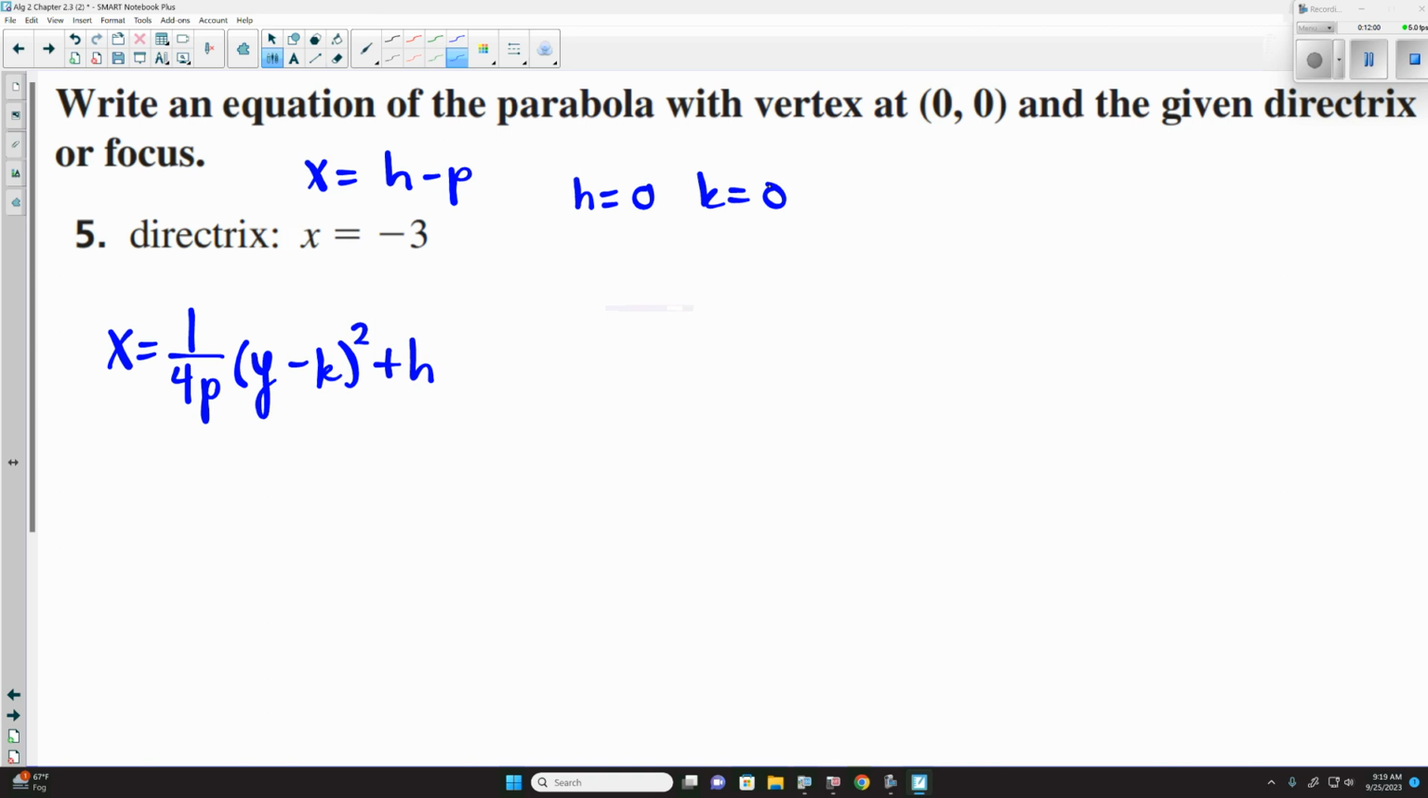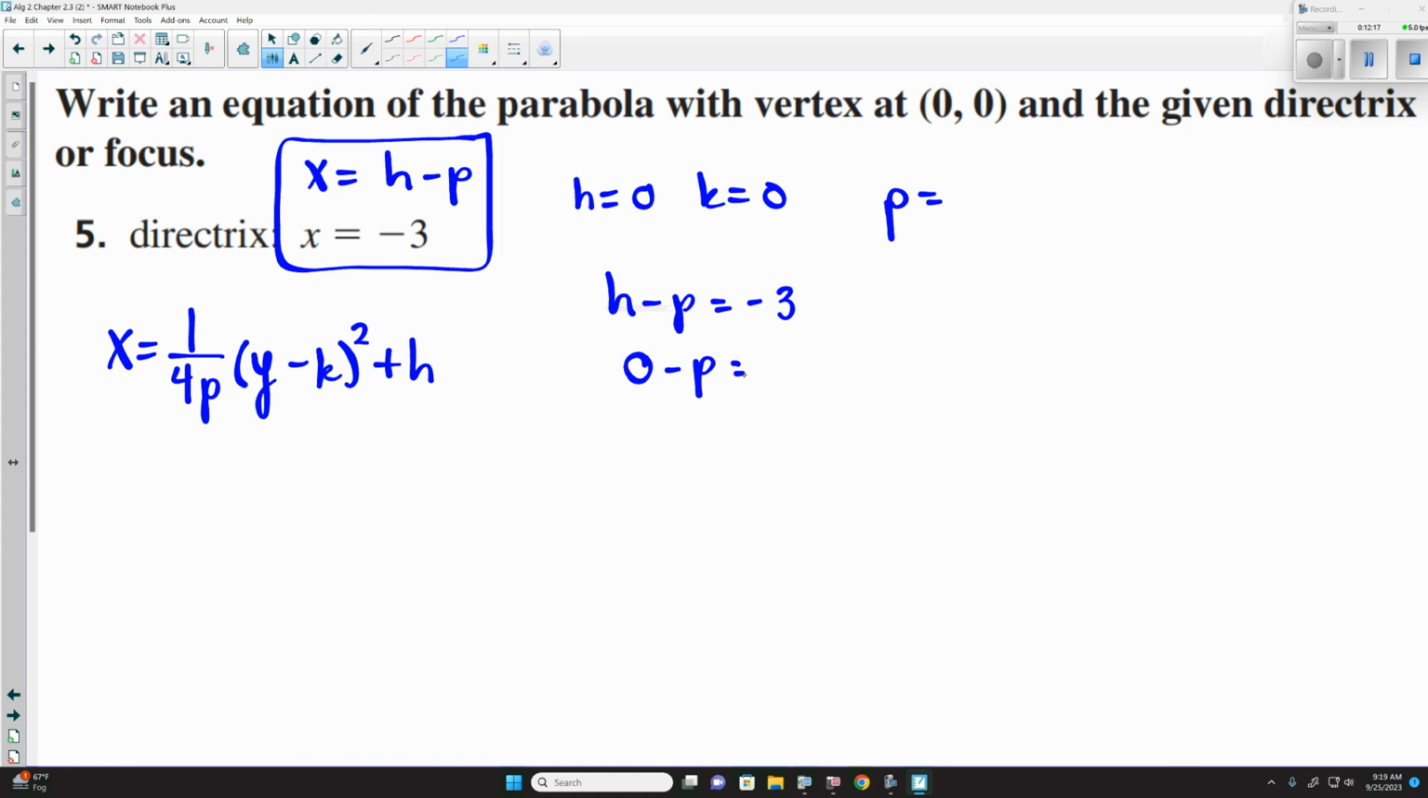But again, we still need to find the value of p. And we can find that from this here because it's telling us h minus p is negative 3. H is 0, which is telling us negative p is equal to negative 3. Divide both sides by negative 1, telling us p is 3.